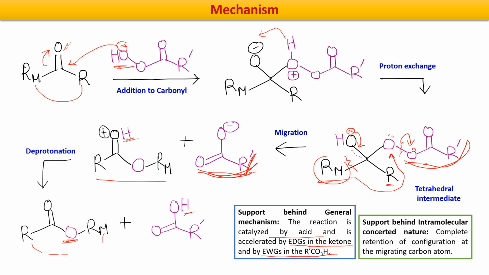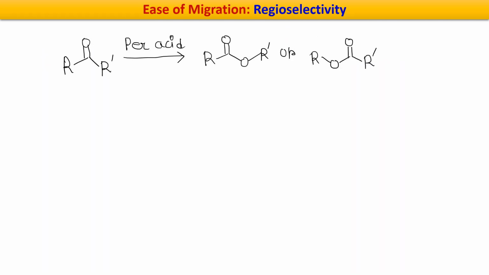And what is the support behind this intramolecular concerted nature that you can see in this tetrahedral intermediate? There is a complete retention of configuration at the migrating carbon. So if you have some chiral center, this stereochemical integrity is maintained. So these are the supports for the mechanism, that is, the general mechanism as well as the concerted nature of this migration that is occurring in this tetrahedral intermediate. Now we will focus on regioselectivity, and that depends on the ease of migration.